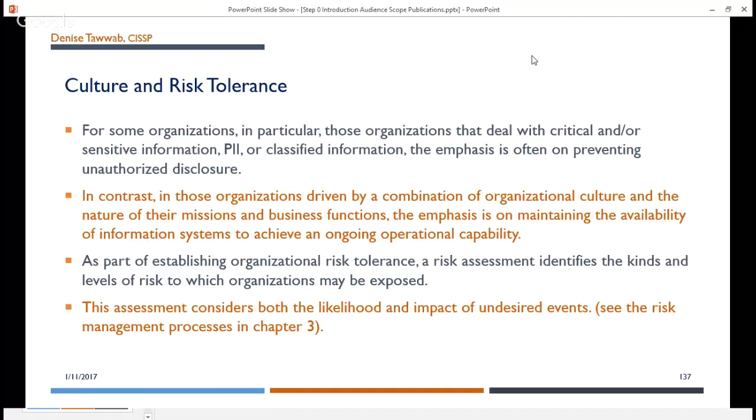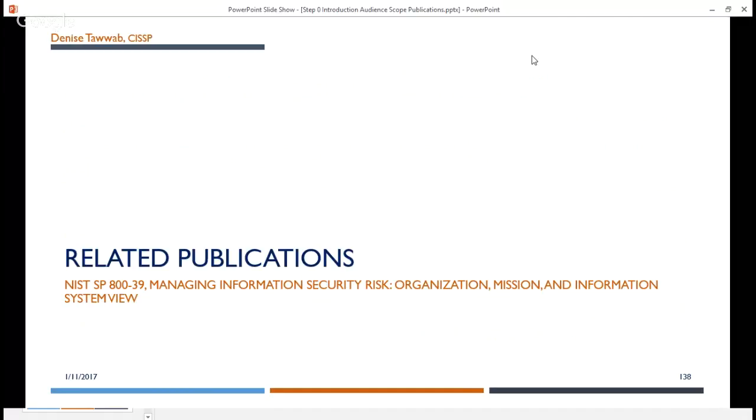As part of establishing risk tolerance, a risk assessment will identify the risk and levels of risk to which organizations may be exposed. And then this assessment considers both the likelihood and impact of undesired events. And so that is the introduction to managing information security risk. That's your basic information that you need as a lead-in.